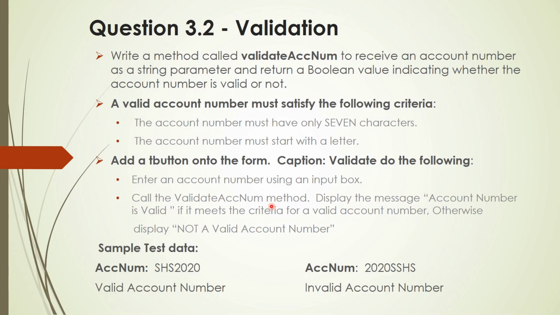I have a sample test data that you can use when you're testing and running your program. If the account number was SHS 2020, it will give you it is a valid account number because it starts with a letter and it has, sorry, it has 7 characters. Okay, 7 characters. The next one, it does not start with a character. It starts with a digit. So automatically it's going to be an invalid account number, but also it has more than 7 characters.